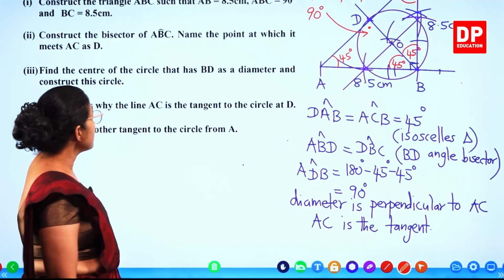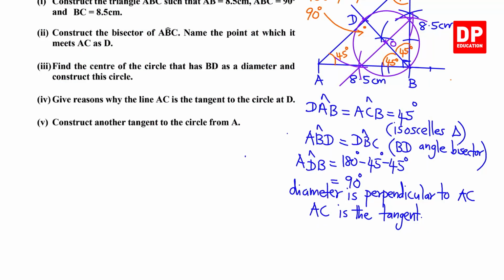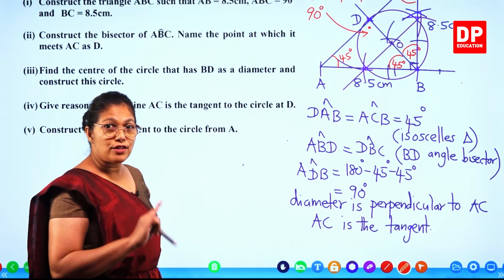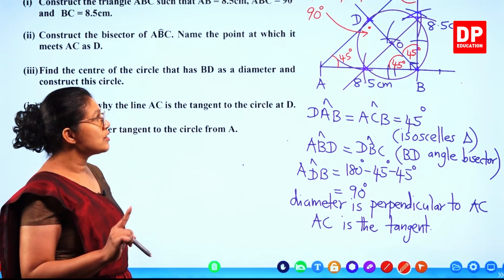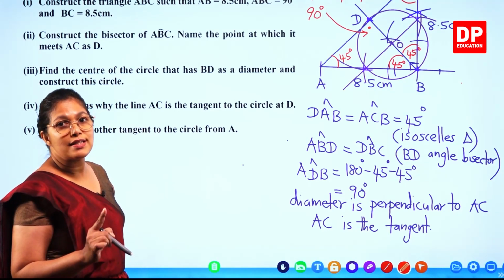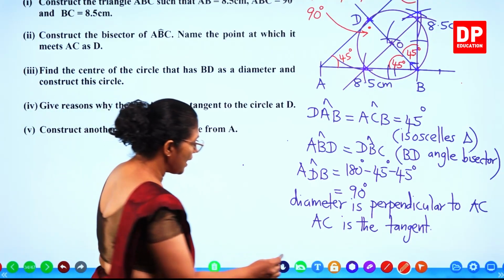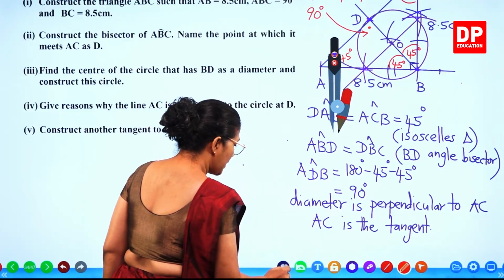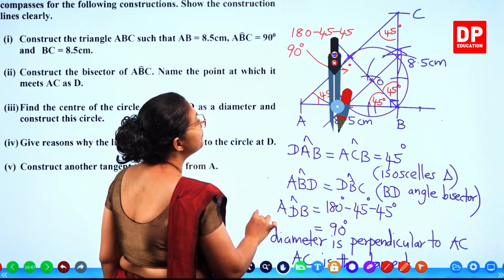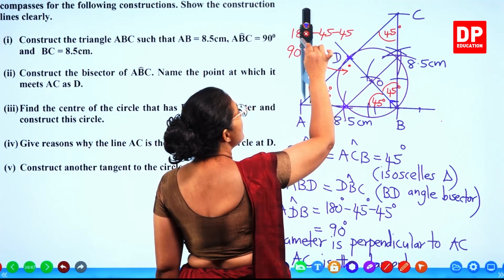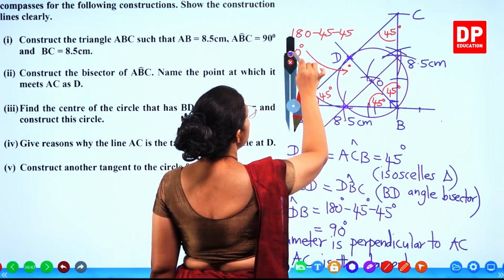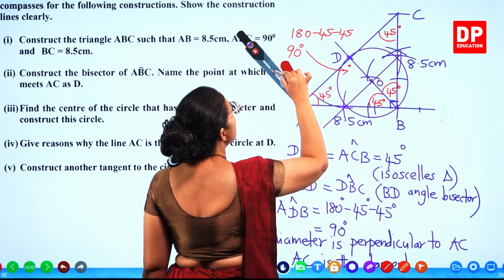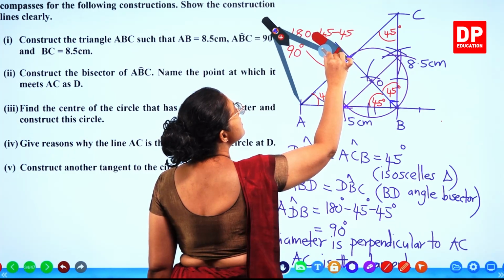Then the fifth one, construct another tangent to the circle from A. A is an outside point. So what's the property? When you draw a tangent, you can draw two tangents from one outside point and the two tangents are equal in length. So what we can do, we take the compass and you can take the same length. Now AD length is the length of this tangent line.